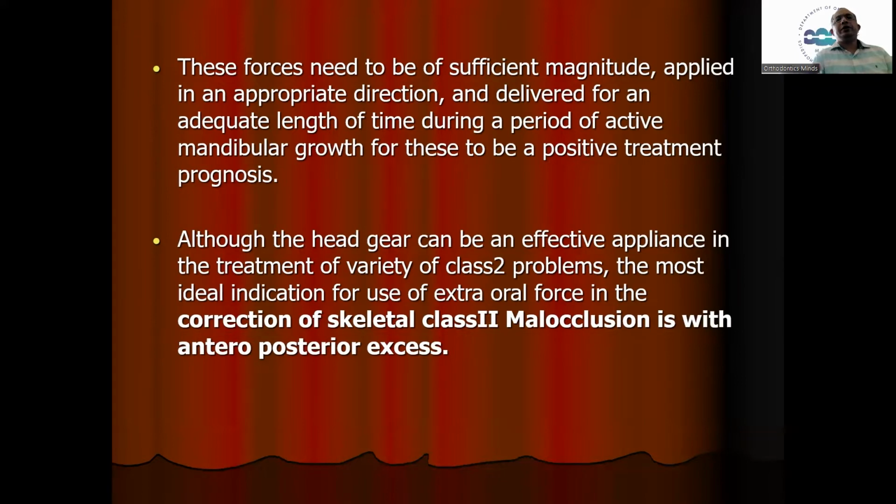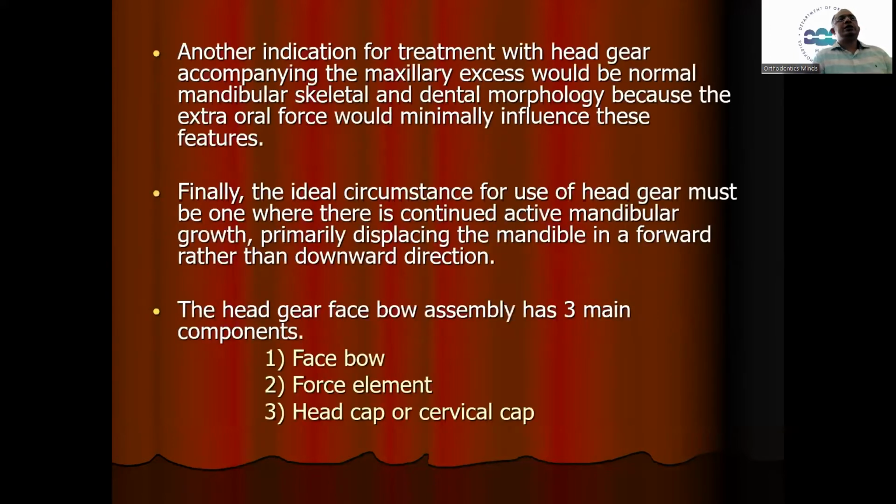Although the headgears can be an effective appliance in the treatment of a variety of class 2 problems, the most ideal indication for the use of extraoral force in the correction of skeletal class 2 malocclusion is with anterior posterior maxillary excess. Another indication for the treatment with headgear accompanying the maxillary excess would be normal mandibular, skeletal, and dental morphology because the extraoral force will minimally influence these features. And finally, the ideal circumstance for use of headgear must be one where there is continued active mandibular growth, primarily displacing the mandible in a forward rather than in a downward direction.